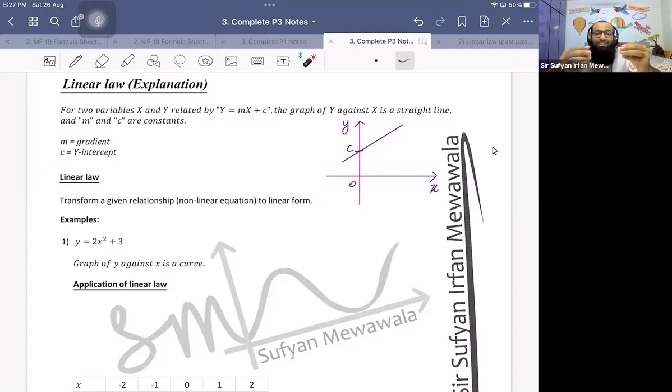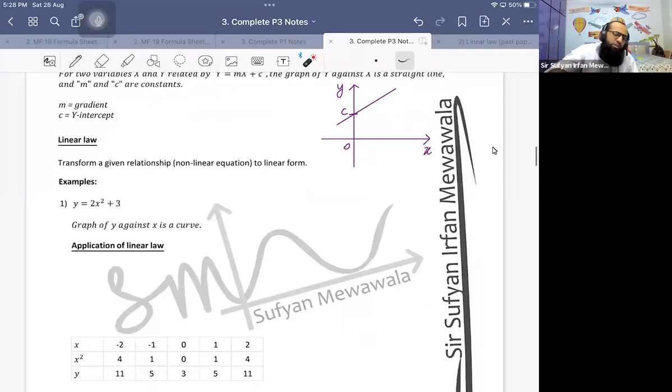But the linear law tells us that even if an equation is non-linear, if we transform it into the form y equals mx plus c, and we change the axes, so that instead of x we take some other variable, and instead of y we take something else, then the curve gets converted to a straight line. Just to give that idea: a non-linear equation gets converted to linear, so the curve gets converted to a line. A curve gets converted to a straight line. Now how to do that? Let's start with a very basic example just to give you that concept.